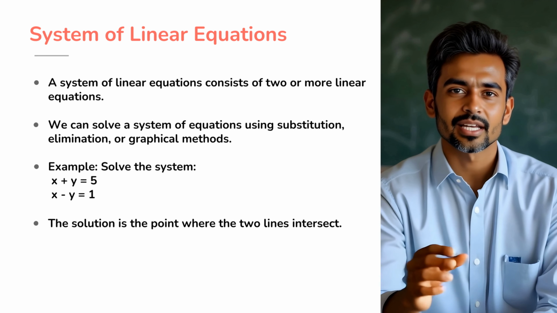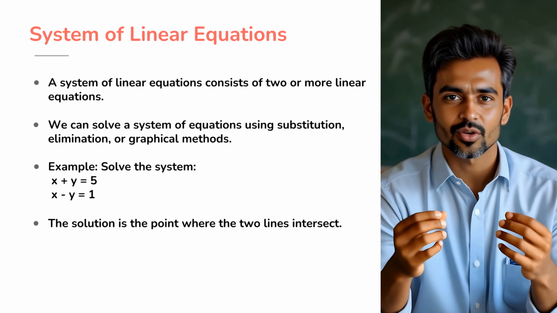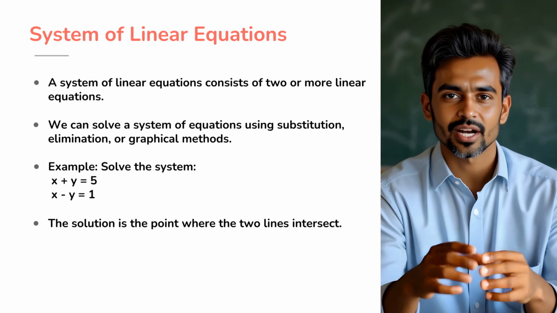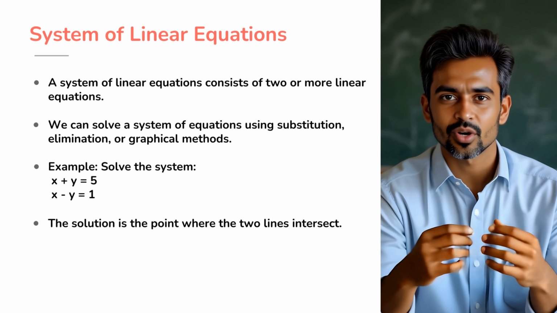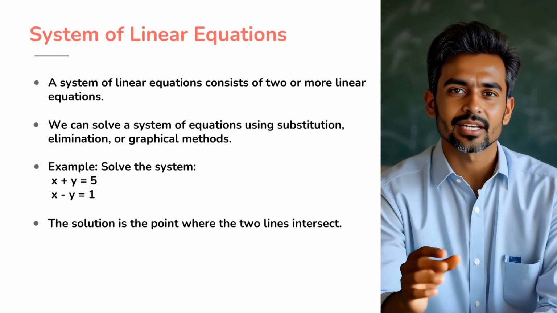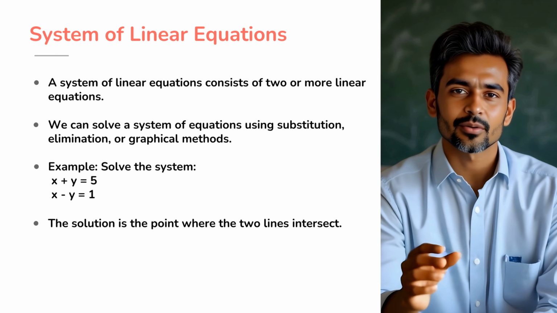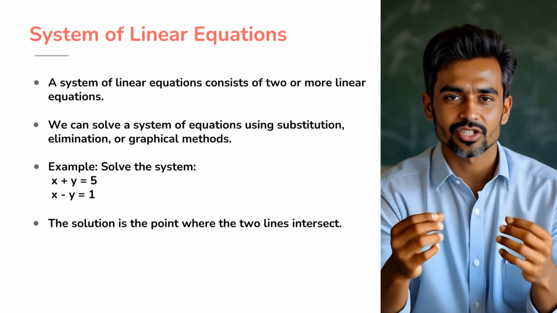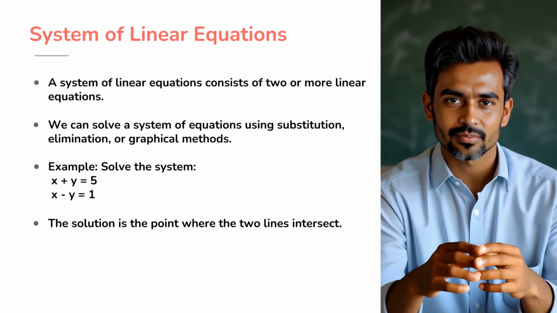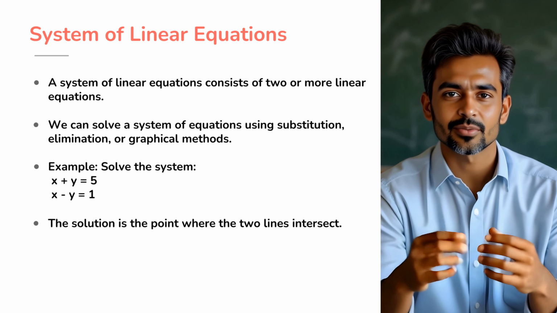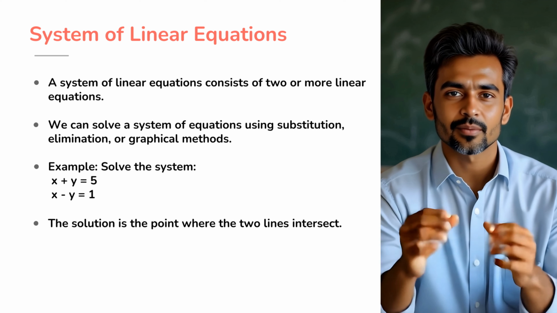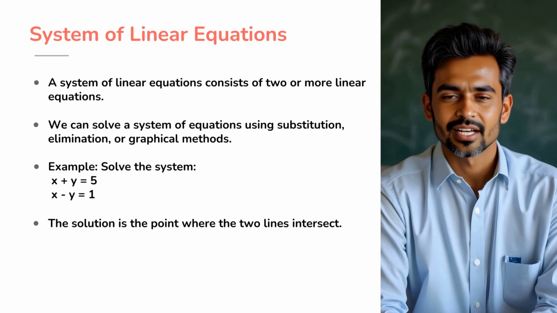Next, we have systems of linear equations. This is where two or more equations come into play. Let's say we have two equations: x plus y equals 5 and x minus y equals 1. These two equations together represent two straight lines. Where these lines intersect, we'll find the solution to the system. In this case, the point of intersection is (3, 2), which means that x equals 3 and y equals 2. There are different methods to solve such systems, like substitution or elimination, but the basic idea remains the same. We find the point where the lines intersect.